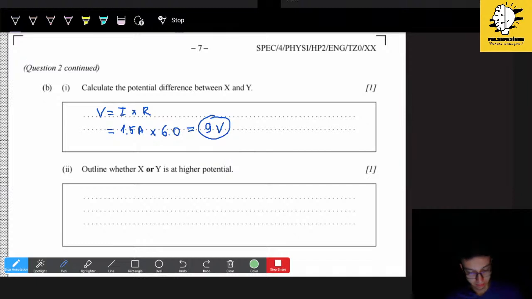Okay? Outline whether X or Y is at higher potential. So, Burak, let me draw this. Sorry, let me erase. Let me draw the 6 ohm part. And your current direction was this, right? Was downwards. Exactly. Okay, so we said that it is X and this is Y.